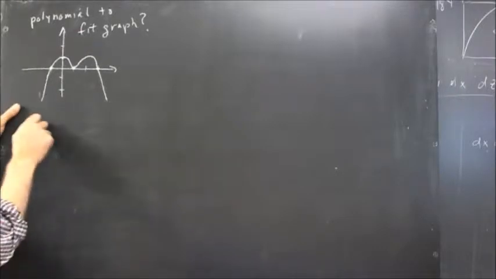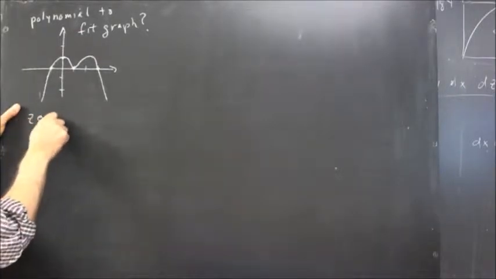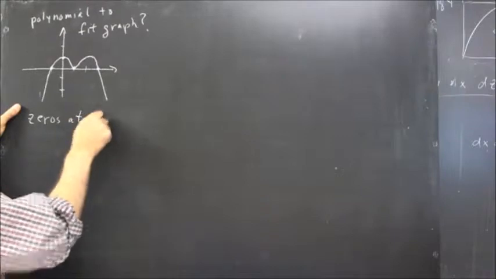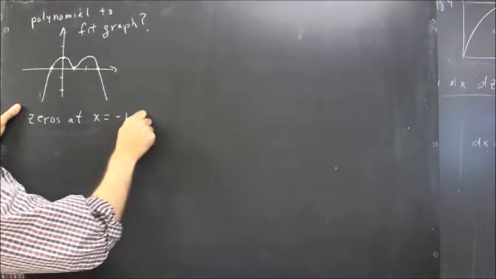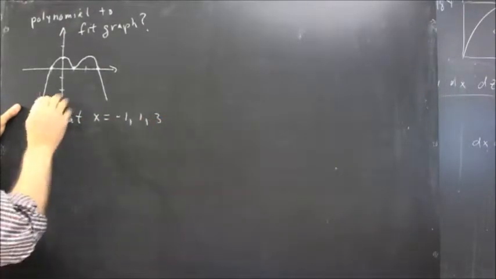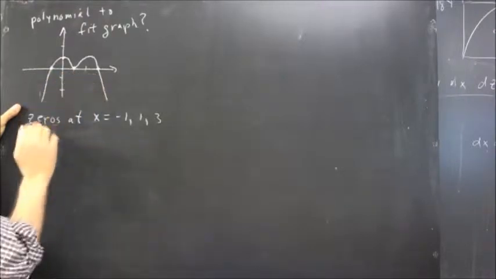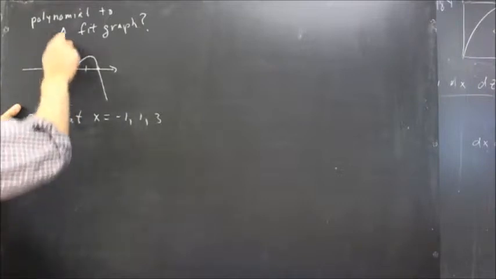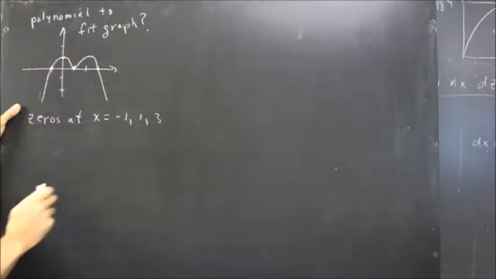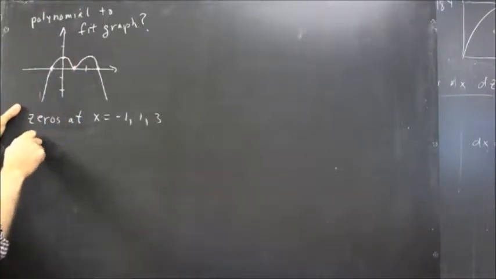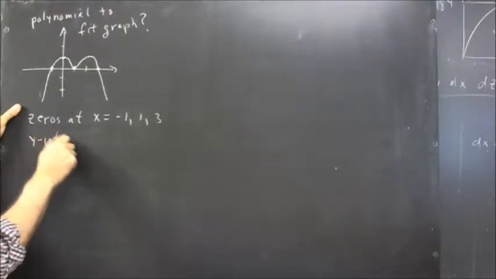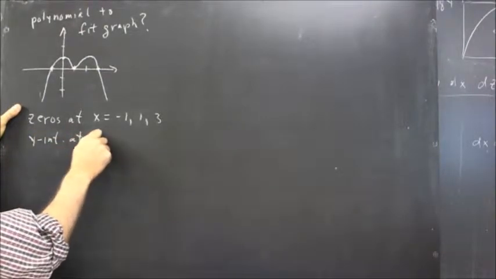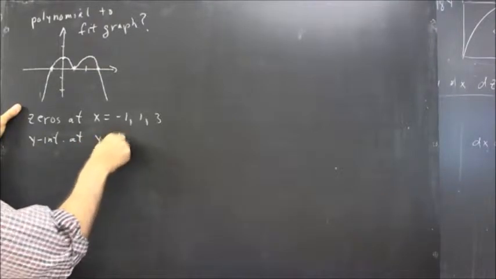Okay, we want to find a polynomial to fit this graph. Well, we know that there's zeros at x equals -1, 1, and 3. And you can see where I've implicitly marked off the x and the y-axis. These are unit markings. And the y-intercept is at y equals 1.